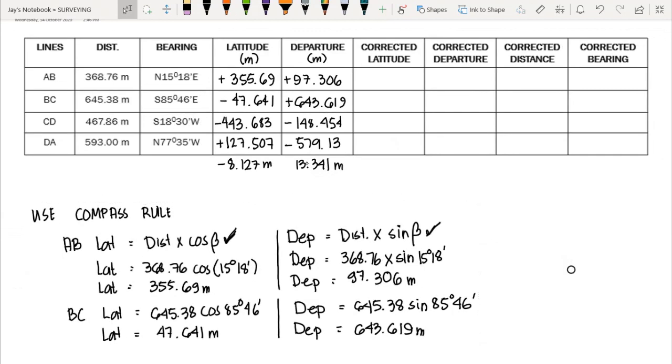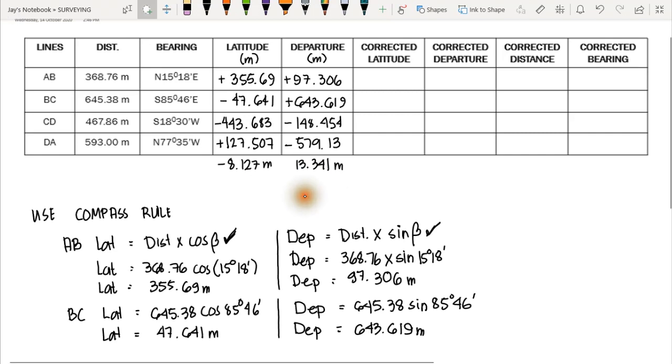Now the negative error here means that we are lacking this value in our traverse. But for the departure, we have a positive value of 13, which means that we have excess line, which is 13.341. Later on, in the latitude side, we add all the corrections to suffice the error of closure. But in the departure side, since this one is the excess, we subtract all the corrections, since 13.341 is in excess.